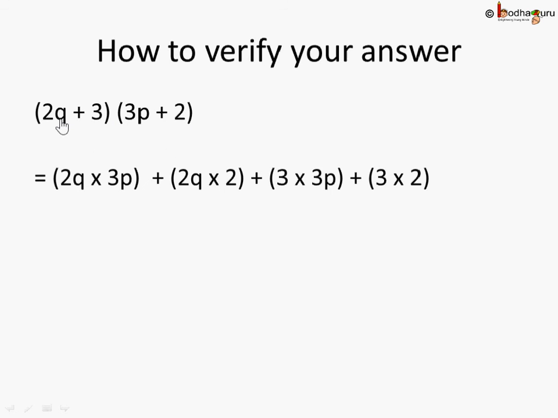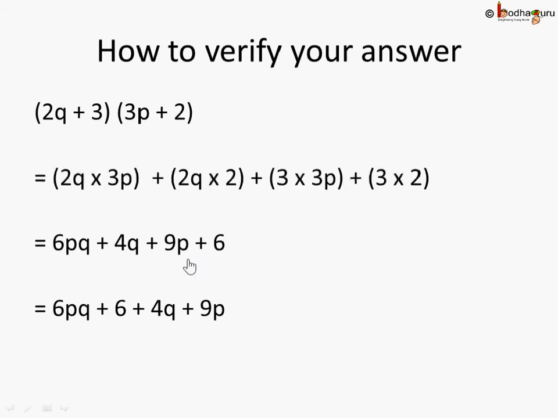So that's what we did here. 2q into 3p plus 2q into 2 plus, whatever sign is here, 3 into 3p plus 3 into 2, right? Now 2q into 3p is 6pq, 2q into 2 is 4q, 3 into 3p is 9p, and 3 into 2 is 6. Rearrange them and we get the final expression we were looking at, right?